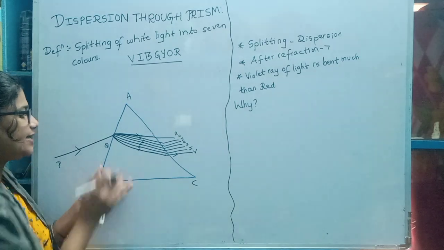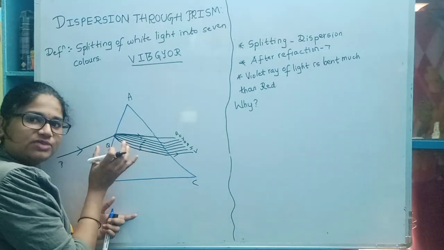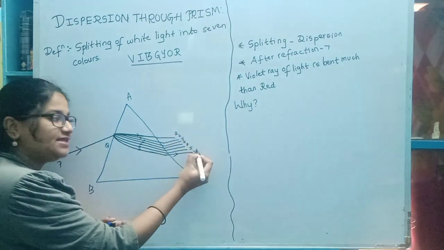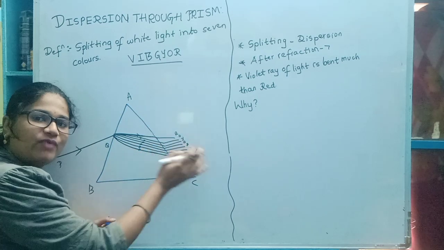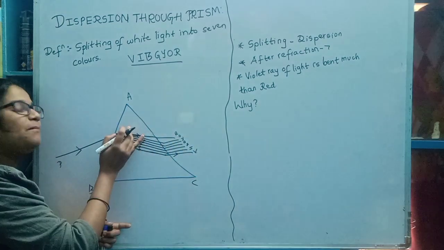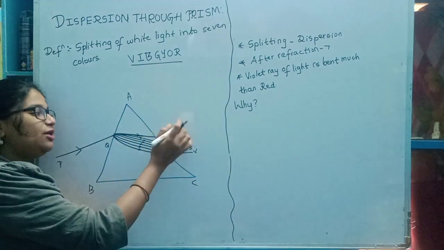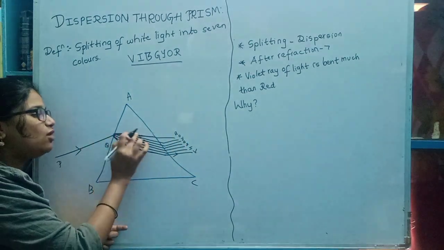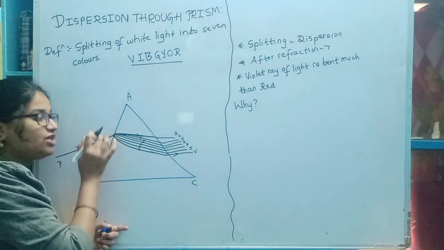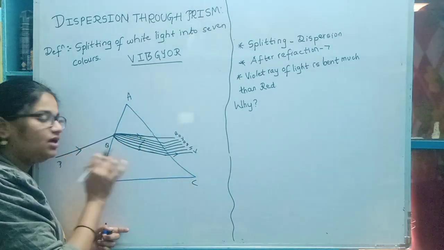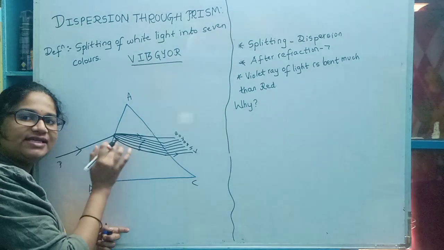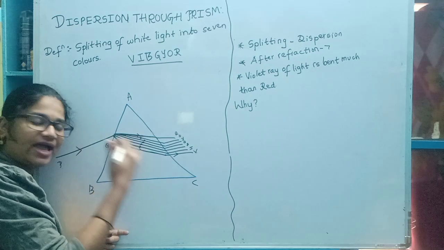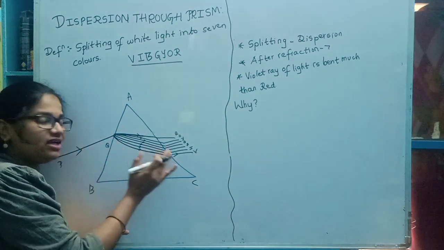So here we can say the speed of the violet light ray is less compared to the red. The speed of red light is more, so it will go without much refraction. Very soon it will pass through the prism. The speed of the violet ray of light is less, that is why it takes time to get refracted through the prism, and that is why it bent much.